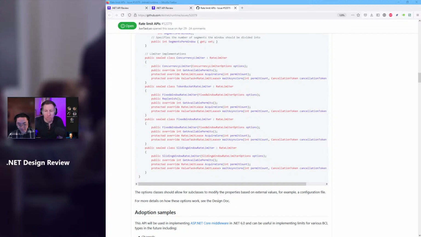I think I like the try pattern instead, and I agree with Eric that replenish sounds authoritative, and it's weird that you call replenish but nothing happened. So I think try replenish and return a bool is probably better in that way. Okay. Yeah, and then the rest of the fixed window and sliding window.